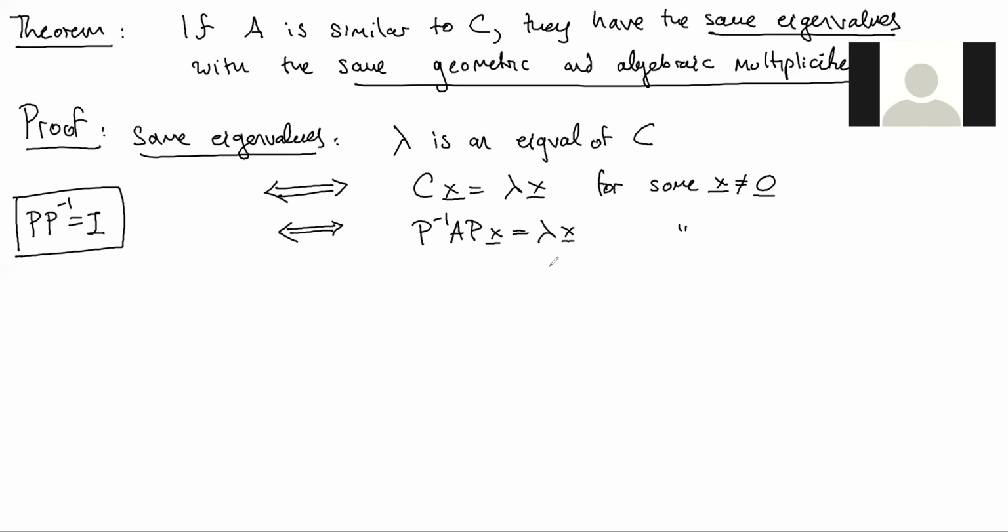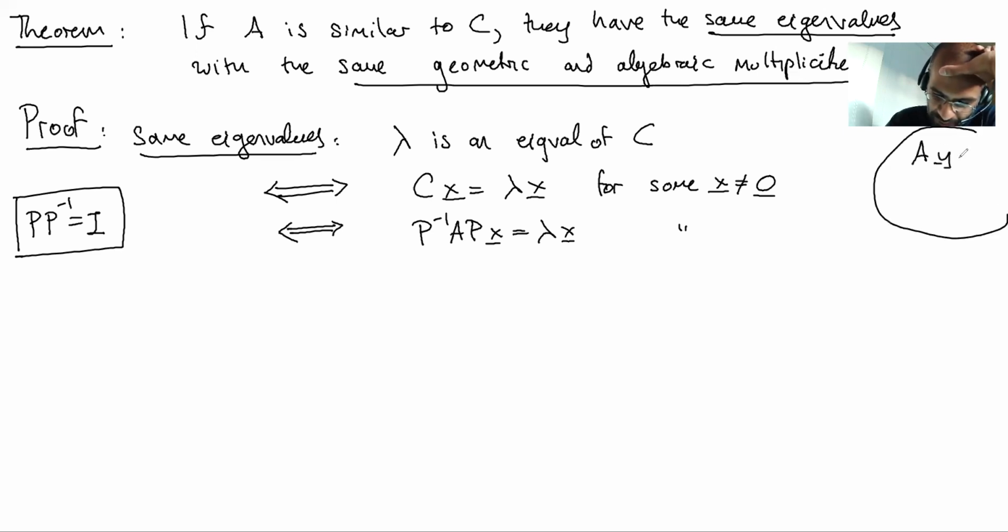Could you subtract lambda x? You could do that, but I don't think that'll get you there. You want to eventually get to a point where you have y equals lambda y for some y. It doesn't have to be the same x. That's maybe the hint. Can you divide by x? No, x is a vector. You can't divide by a vector. Do you left multiply by P? Yeah, just multiply by P.